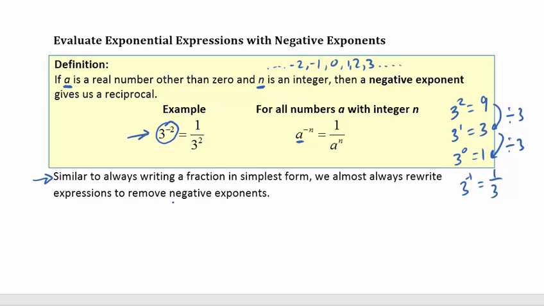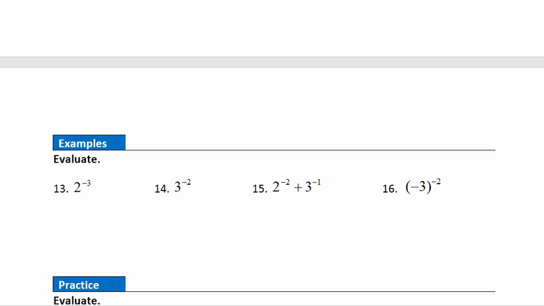Similar to always writing a fraction in simplest form, we almost always rewrite the expression to remove the negative exponents. Now let's take a look at some examples that will help you understand how to remove the negative exponents and simplify or evaluate an expression.